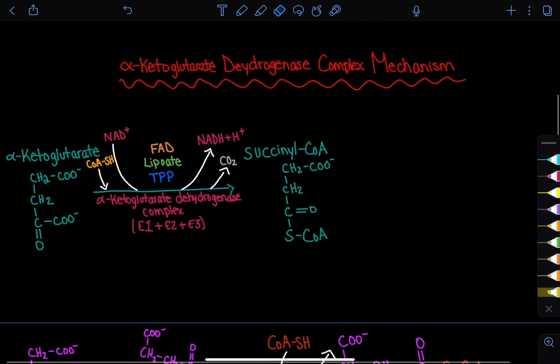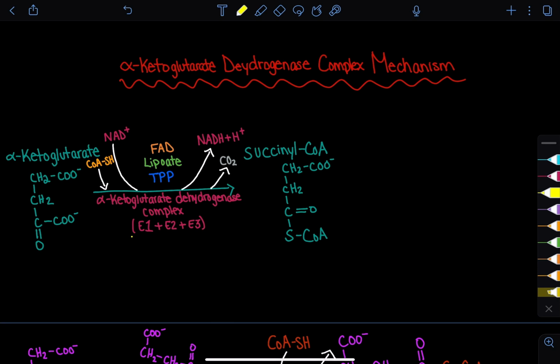When we talk about the process of alpha-ketoglutarate being converted into succinyl CoA in the TCA cycle, we use an enzyme known as alpha-ketoglutarate dehydrogenase complex, which is made up of three subunits, E1, E2, and E3. Now, this mechanism is going to be very similar to the mechanism we've already seen of the pyruvate dehydrogenase complex, which is also a complex with E1, E2, and E3 subunits.